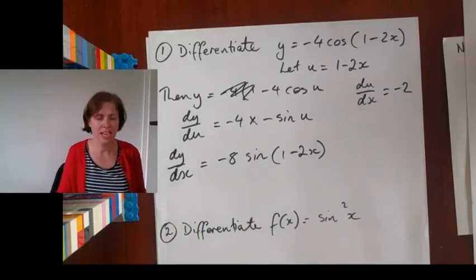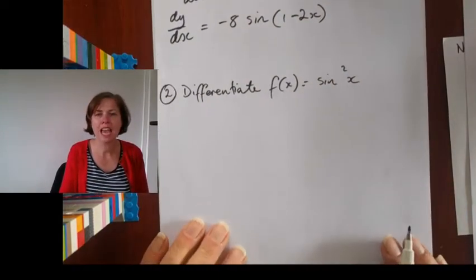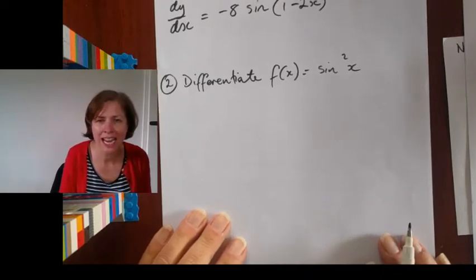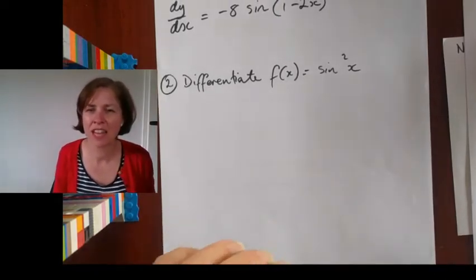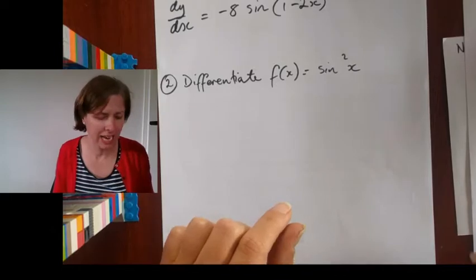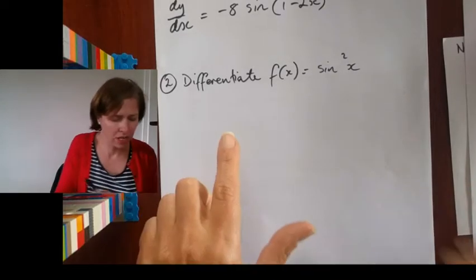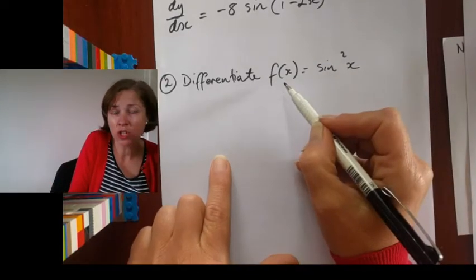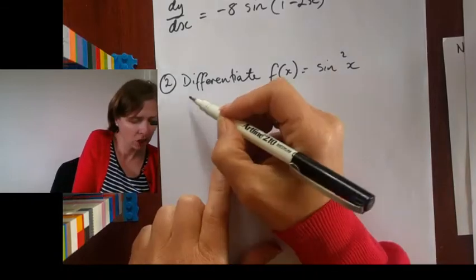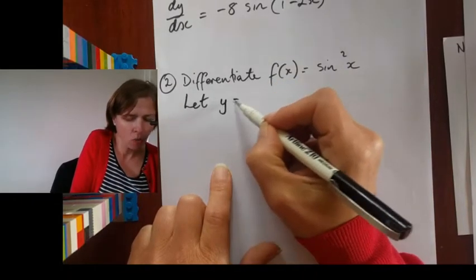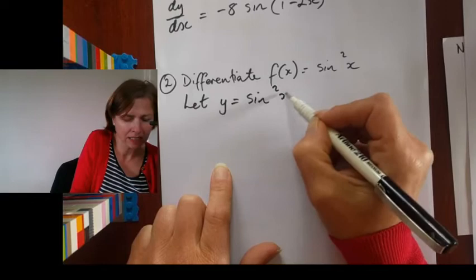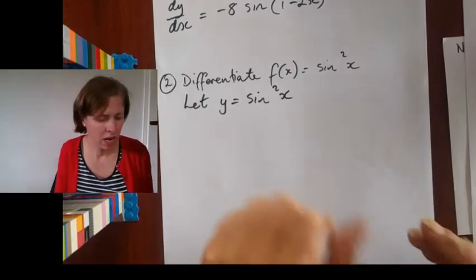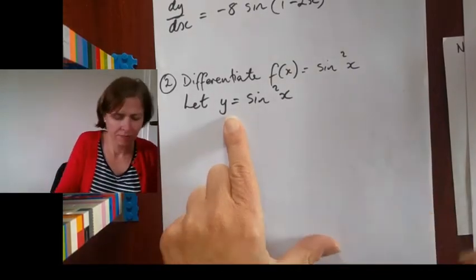Okay, second example. I'm going to differentiate f of x equals sine squared x. This is another composite function. I need the chain rule again. There's two things I need to do then. Because this is in f of x notation and I want to use my dy dx notation, I must write let y equals sine squared x, because I can't just introduce y without defining what it is.